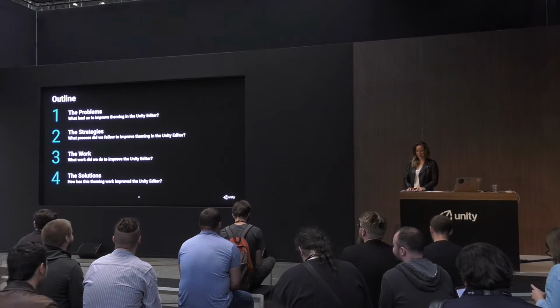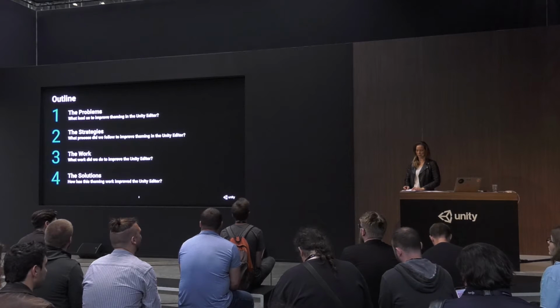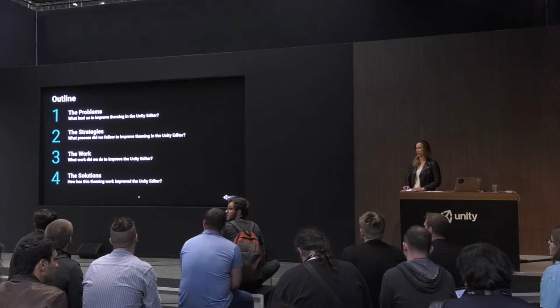So first, I'm going to talk about the problems that prompted the update. Second, I'm going to talk about the strategies and the processes we use to address the problems. And then third, I'm going to talk about the work we did to improve theming in the editor. And then lastly, I'm going to talk about the end results.